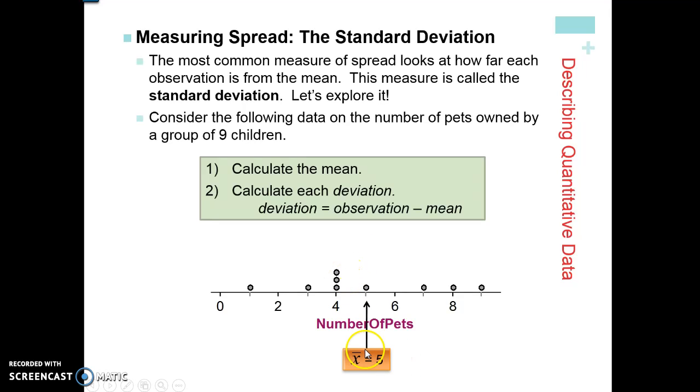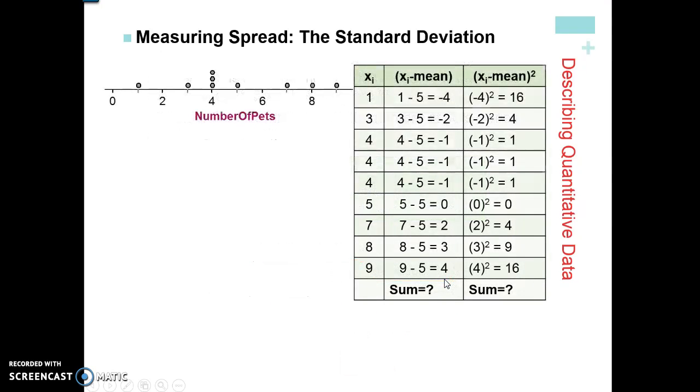Okay, so we calculated the average. The average number of pets is 5. That's right here. A deviation, for example, 1 right here is -4 because we took 1 minus 5 to give us that's 4 below the mean. The deviation for 8 pets is 3 because that's 3 above the mean.